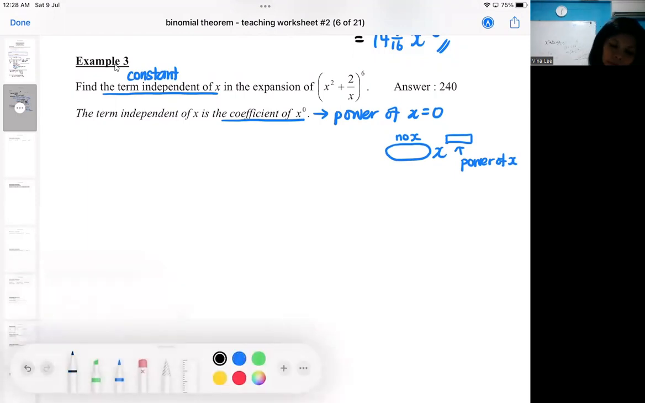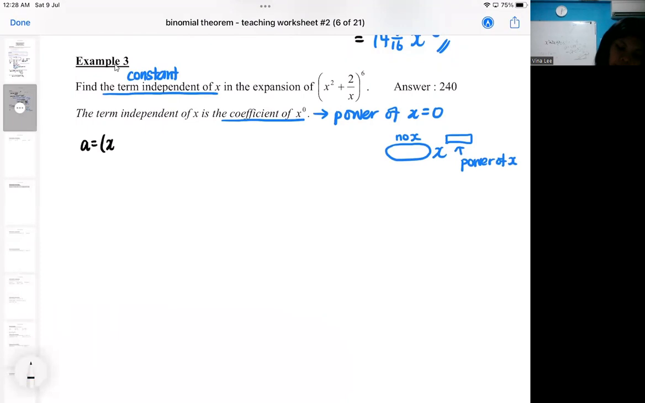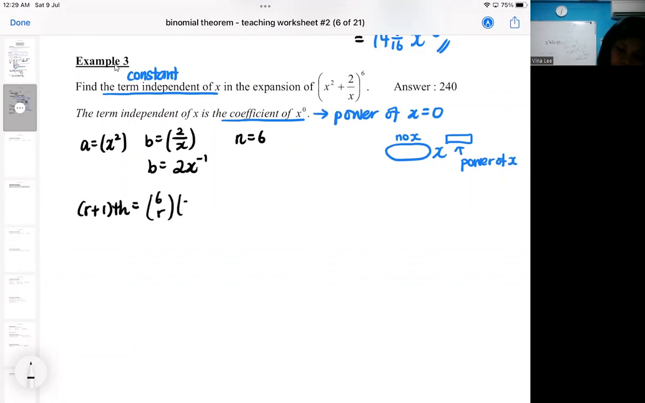So in this question, a is x squared, b is 2 over x. Usually if I see a fraction, I might just do a bit of indices. And then n is equal to 6. So from here, I'm going to plug into the general formula. After that, bear in mind, simplify.